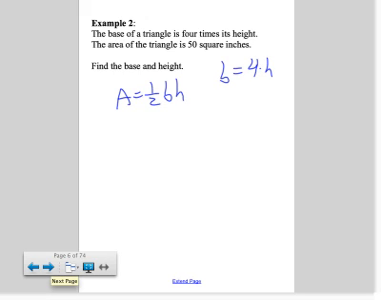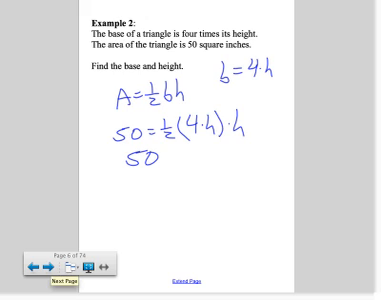Okay, so now you'll see what we can do here. And they also tell you the area is 50. So the A is 50. The B, we don't know what the B is, but we do know it's 4 times the height. And so we end up with something like this. And so it says 50 equals 1/2 of 4 is 2. H times h is h squared. Divide both sides by 2, so 25 equals h squared.